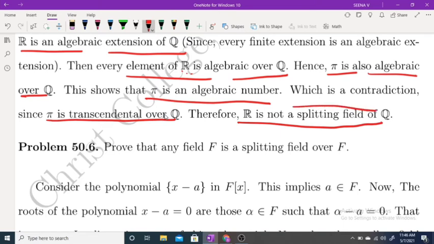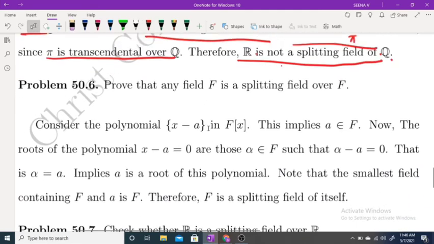If it is a splitting field, then R is a finite dimensional vector space over Q. This implies R is algebraic over Q. This implies pi is also algebraic over Q. That is a contradiction. Now moving to the next problem.